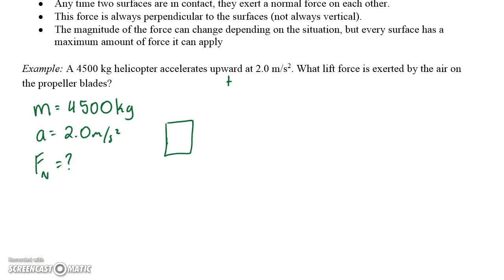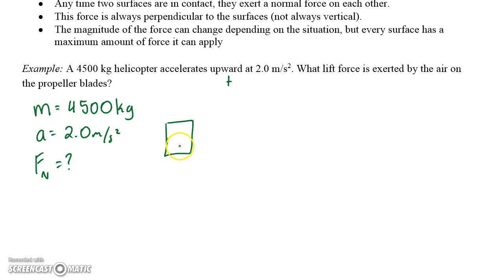So we've got a helicopter accelerating upwards, so we chose upward to be positive. What lift force is exerted by the air on the propeller blades? So the helicopter blades are spinning. It applies a force to the air downward, so it pushes air down. That's how helicopters work: push the air down. That air then pushes a force back up, causing lift. So that would be a normal force acting on the helicopter.